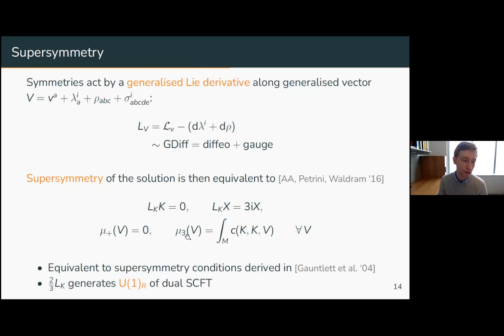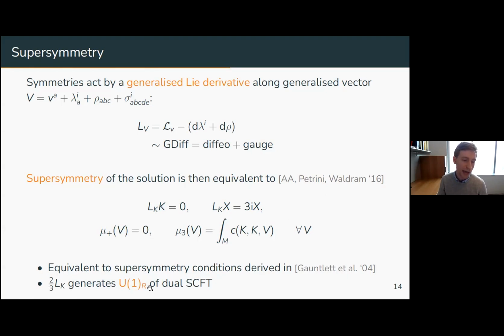X has to be charge 3 under the U(1)_R symmetry of the background. And then these mu's come from a triplet of moment maps for the action of generalized diffeomorphisms on the space of all X structures. But for us, all this means is that you have some extra differential conditions that you have to satisfy for all generalized vectors V. One can show that these are equivalent to the general supersymmetry conditions for an arbitrary AdS5 background.